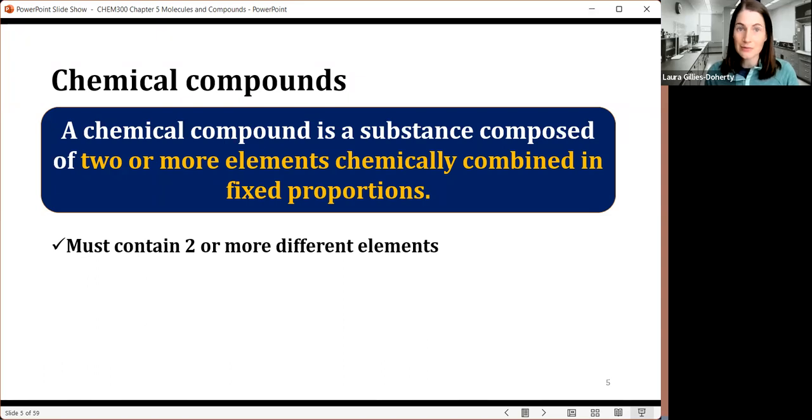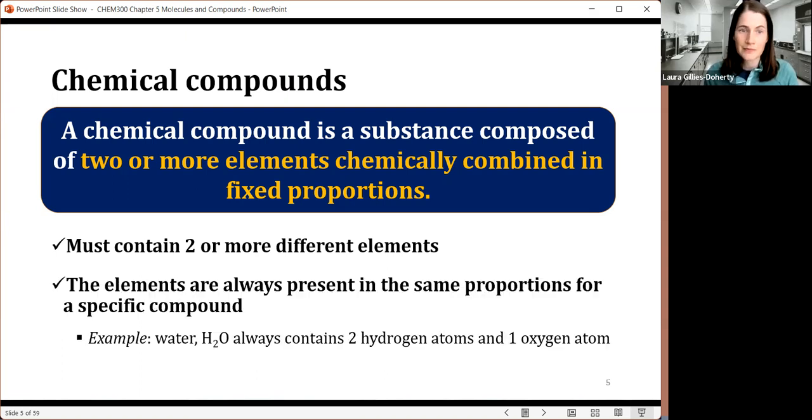If you have a substance where it's all the same element, then we're going to learn that that's later defined as an element. It won't be called a compound. So to have a compound, you have to have atoms of 2 different elements or more. The elements in a compound are also always present in the same proportions for a given or specific compound.